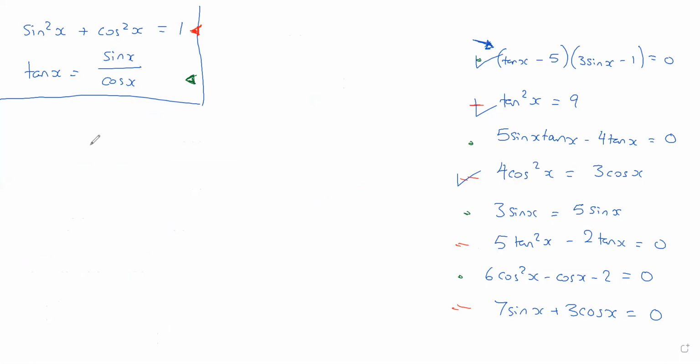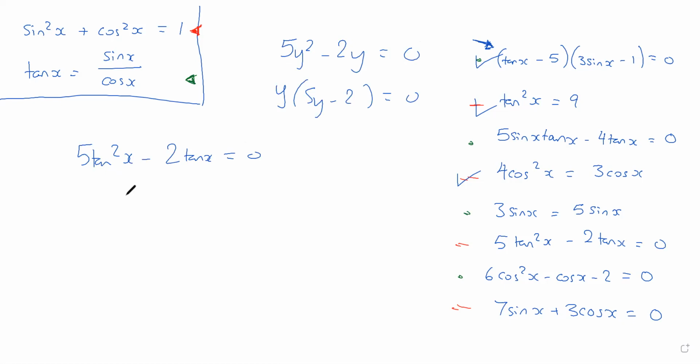Let's look at 5 tan. You got 5 tan squared x minus 2 tan x. Well, right off the bat, you should be seeing that as 5y squared minus 2y equals 0. What would you do here? You just factorize the y out, right? You get y times 5y minus 2 equals 0. That's exactly what you're going to do here. You can go down this route if you prefer, but that's going to give you y equals 0, and that's going to give you, I don't know why I'm blanking, y equals 2 over 5.